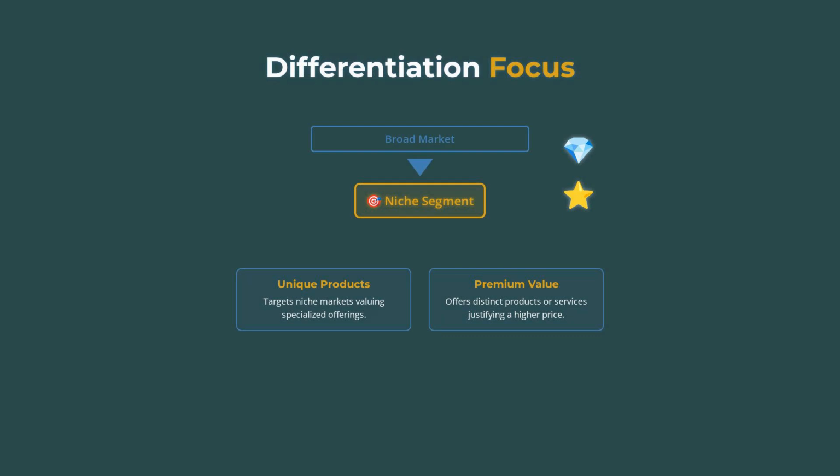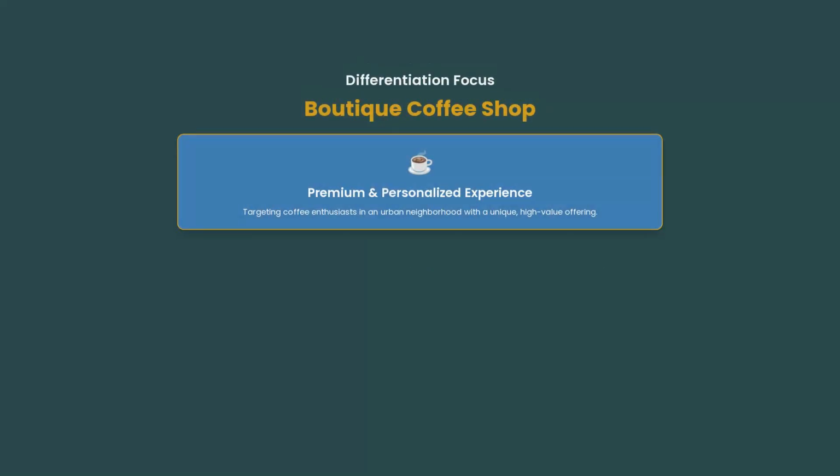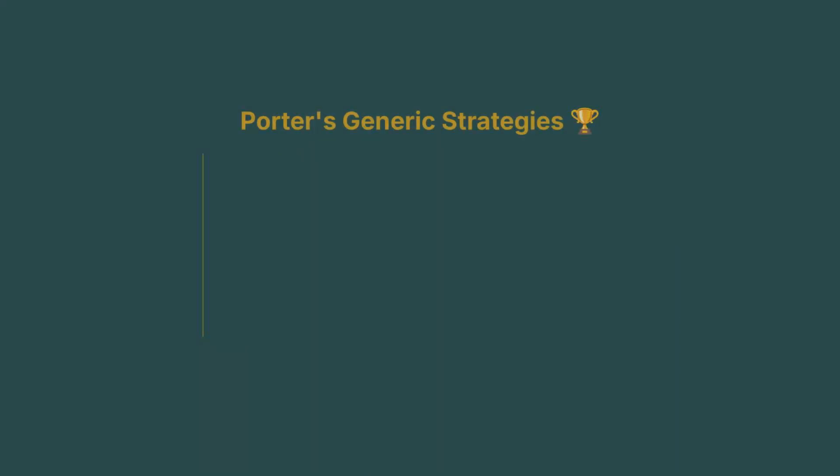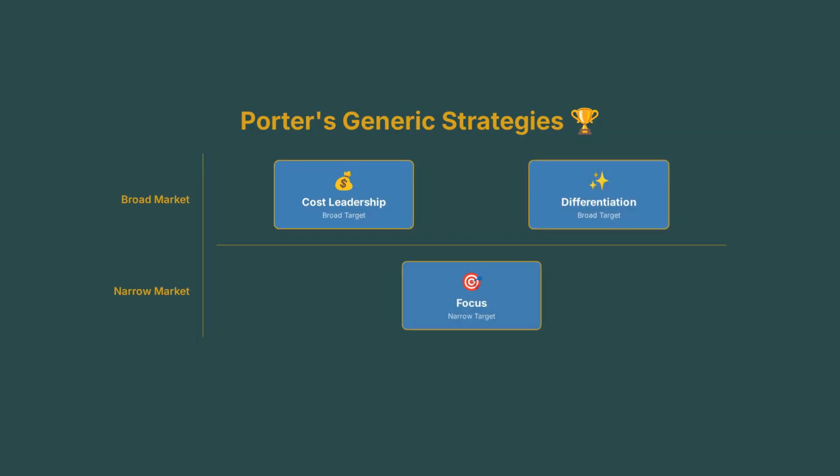This strategy targets niche markets where customers value specialized offerings. Example: a boutique coffee shop that sources rare, high-quality beans and offers a premium, personalized coffee experience to coffee enthusiasts in an urban neighborhood. Porter's generic strategies help companies identify the best approach to gain a competitive edge.